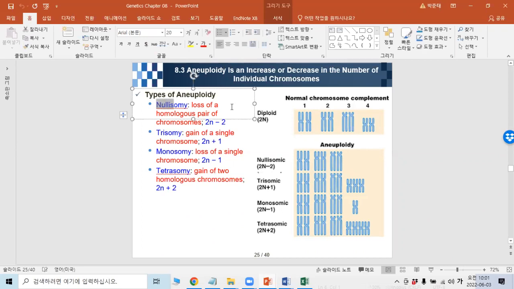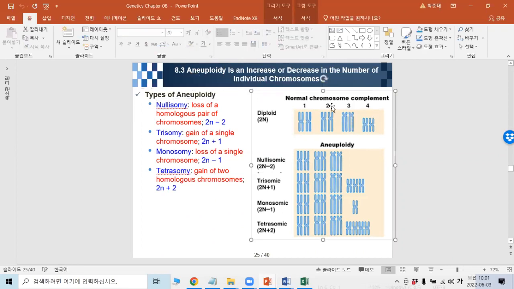So nullisomy. This is the normal case. They are composed of 1 chromosome, 2, 3, and 4 chromosomes. There are 4 pairs of chromosomes. They are 2N, diploid. Nullisomy means 2N minus 2. They don't have this one. Trisomy means they have one additional, 2N plus 1. Monosomy, they only have 1, 2N minus 1. Tetrasomy is 2N plus 2.